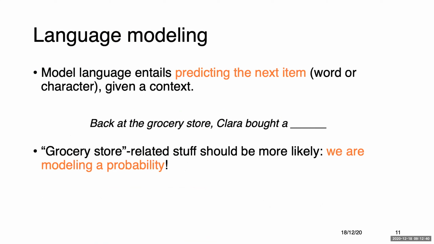Language modeling. Modeling language entails predicting the next item, which can be either a word or a character, given a context. So imagine the sentence: back at the grocery store, Clara bought a blank. The fact that there's grocery store in the sentence tells us that grocery store related items should be more likely for that spot. And the fact that we are using the word likely suggests that we are thinking of modeling a probability.